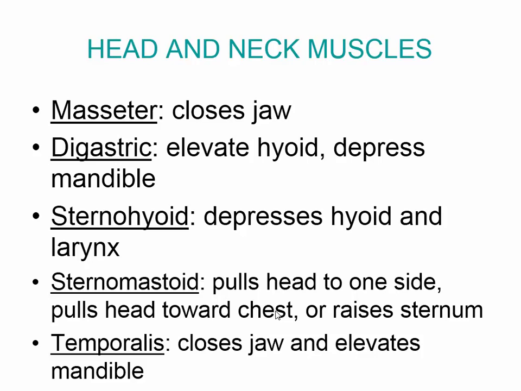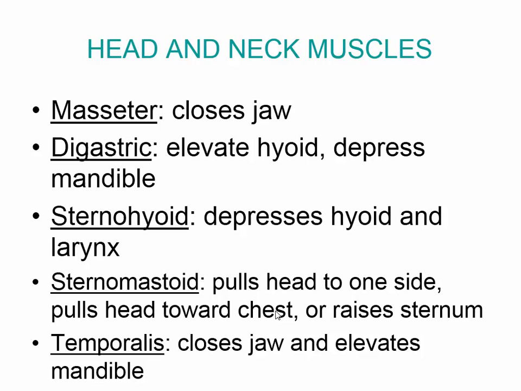Then we have something called a sternohyoid, and sometimes the names will give you a good idea of where they're located. So we know sternum, and we know where the hyoid bone is. So it's in that general region, and what it does is depresses the hyoid and the larynx. The larynx is your voice box.